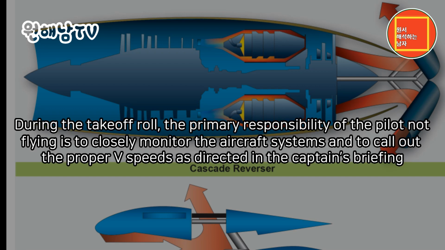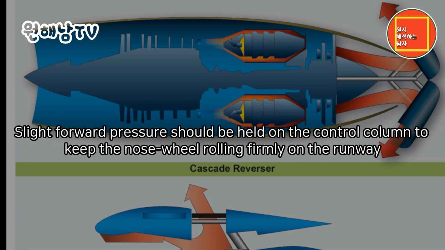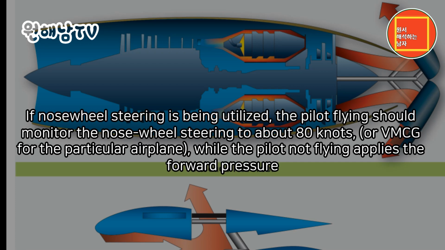During the takeoff roll, the primary responsibility of the pilot not flying is to closely monitor the aircraft systems and to call out the proper V speeds as directed in the captain's briefing. Slight forward pressure should be held on the control column to keep the nose wheel rolling firmly on the runway. If nose wheel steering is being utilized, the pilot flying should monitor the nose wheel steering to about 80 knots, or VMCG for the particular airplane, while the pilot not flying applies the forward pressure.